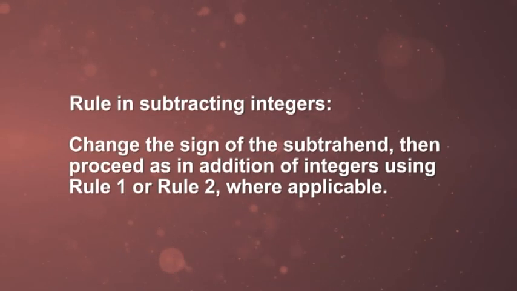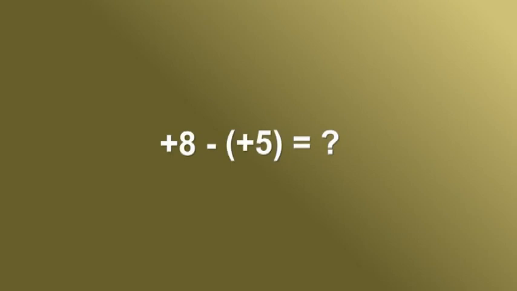Let's now try our hand at subtracting integers. In subtracting integers, we follow this rule. Change the sign of the subtrahend and then proceed as in addition of integers using rule number 1 and rule number 2 where applicable. Let's put this into action with these examples. Example 1, positive 8 minus positive 5 equals.